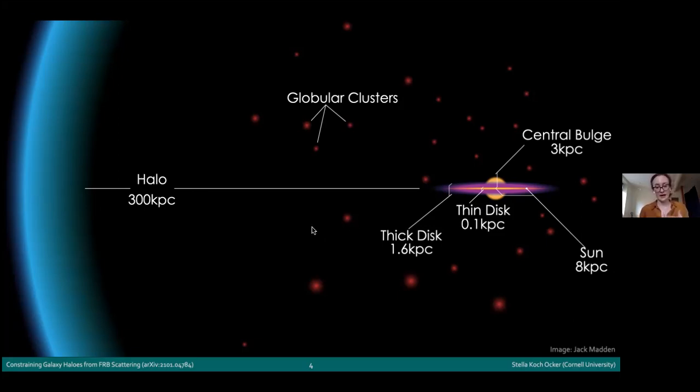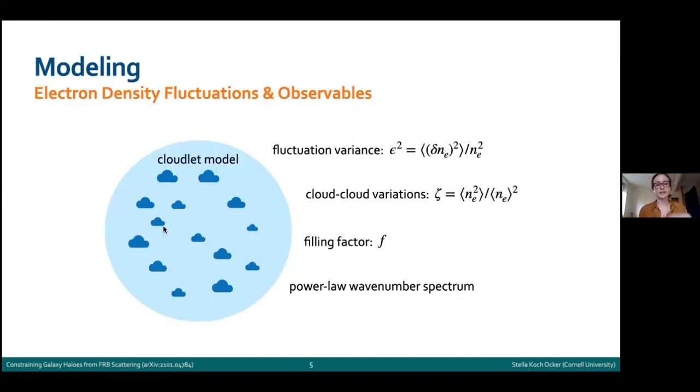Right? And so you have to think about the same sort of trade-off when it comes to FRB scattering, but you have an additional component, which is the geometric configuration of the source, the scattering lens, and the observer. And so how do we actually get from electron density fluctuations to observed scattering?